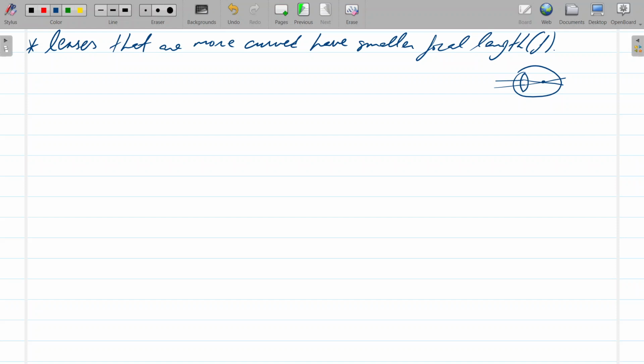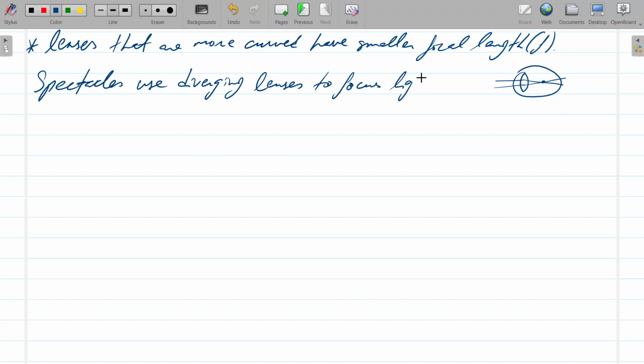So people who are short-sighted or nearsighted are corrected by using diverging lenses. So spectacles use diverging lenses to focus light onto the retina, right?